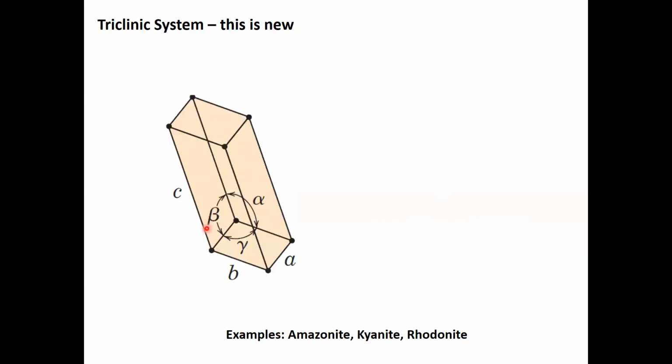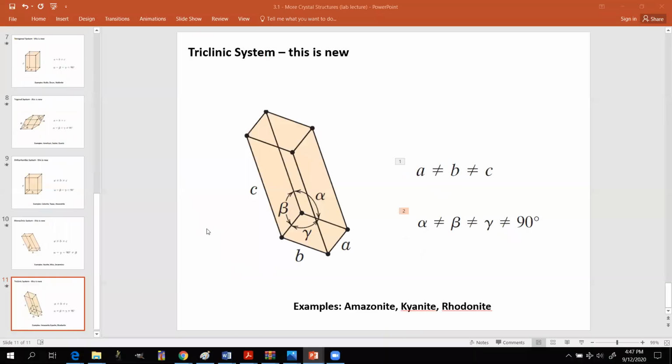Then you have the triclinic system, where none of the sides are equal to each other and none of the angles are equal to each other or equal to 90 degrees. So nothing is the same. This is the least symmetric system, right? If you repeat the unit cell edge lengths by simple translation, it doesn't look the same if you were to repeat it in another direction. So it's the least symmetric. And examples of this are amazonite, kyanite, and rhodonite.